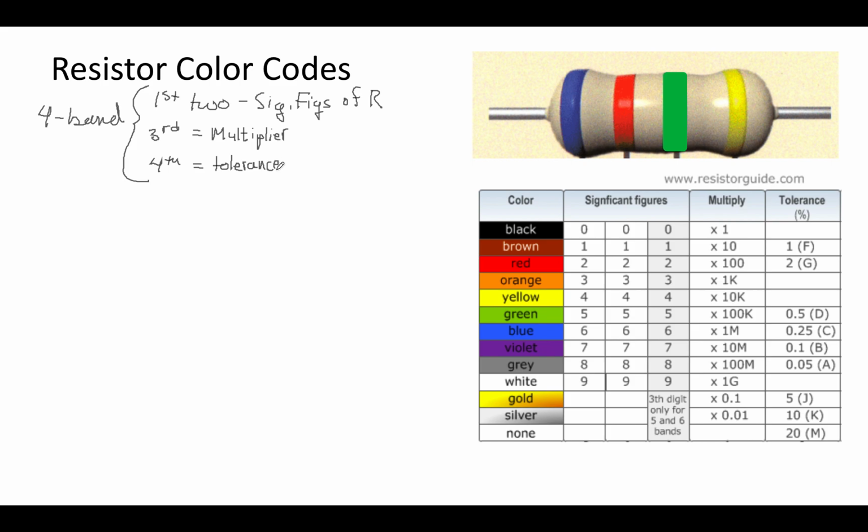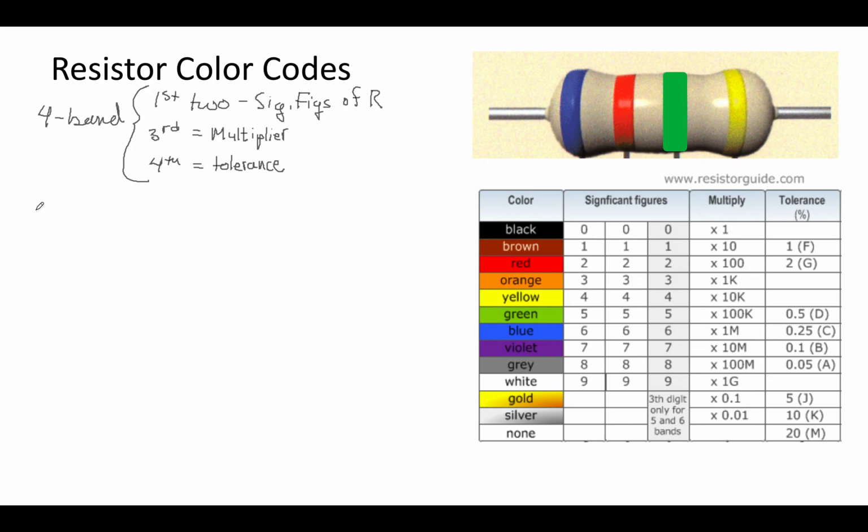It's what percentage plus or minus the resistance could actually turn out to be if you're using very specific values in a given circuit. You'd want to have a very small tolerance, meaning you'd want a very small percent difference, percent change compared to the value you would get from these first three.